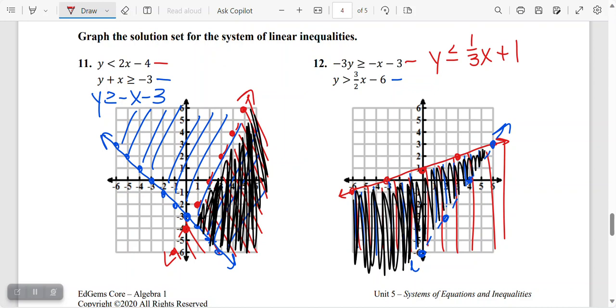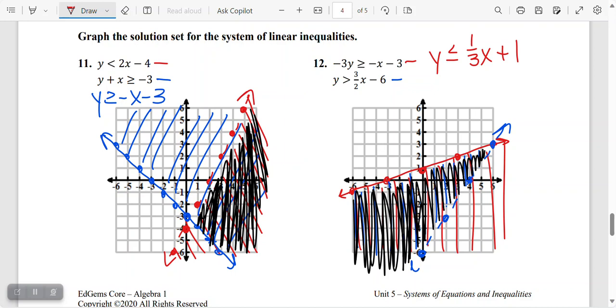When you get to 11 or 12, again, I tried to do some color coding. I did the top inequalities in red and the bottom inequalities in blue. You did have to rearrange in number 11, that bottom inequality. We had to subtract x over to the other side. And in number 12, to be really careful here, you had to divide by a -3 to get it off of the y, which caused me to flip the symbol. So you'll notice that now it becomes a less than or equal to symbol, and so we shaded underneath that red line.